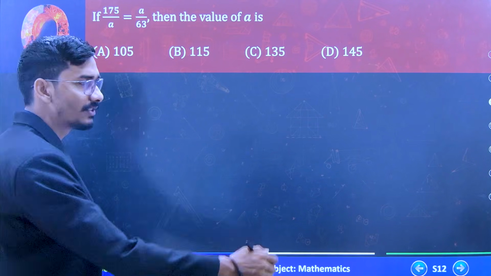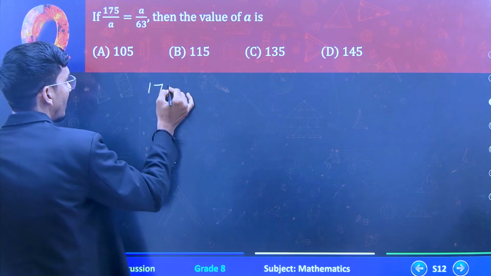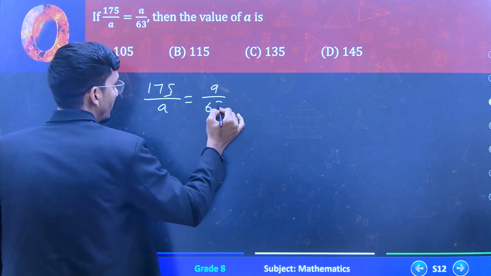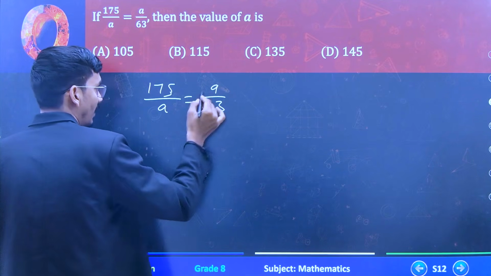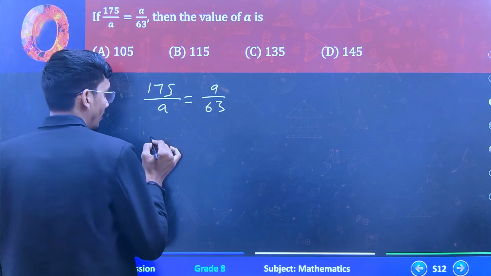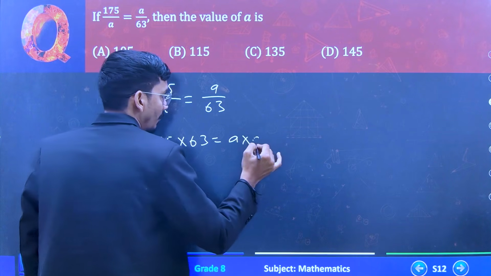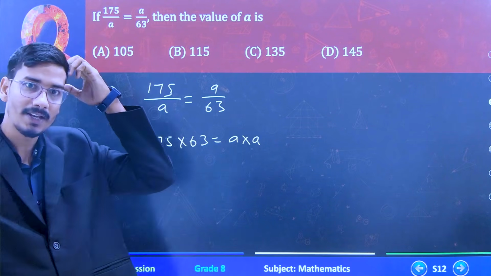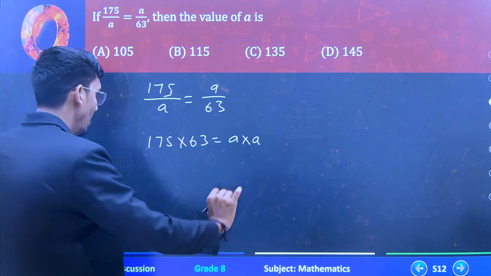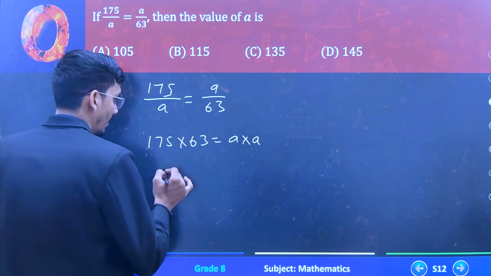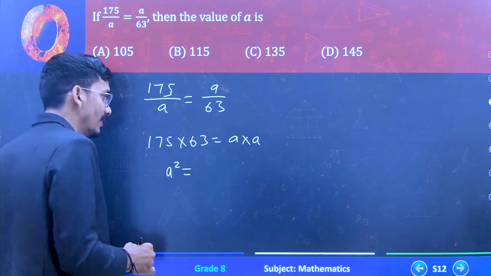So simple, beta, simplify it. 175 upon A equals A upon 63. So we can cross multiply. So 175 into 63 equals A into A. A into A, beta, A square. So we can write A square equals 175 into 63.